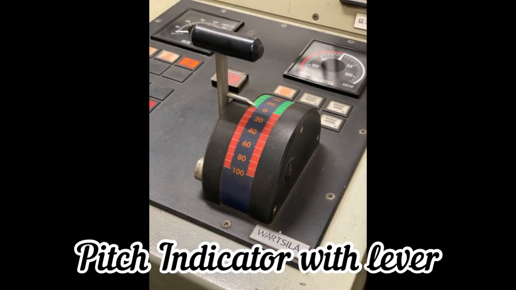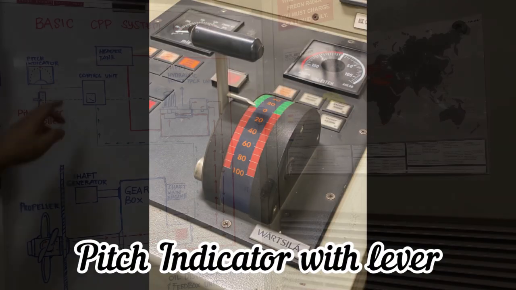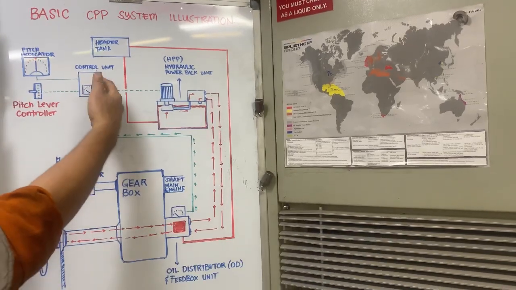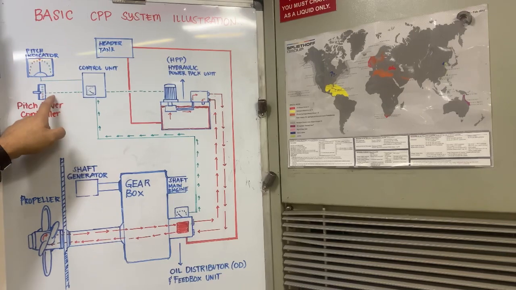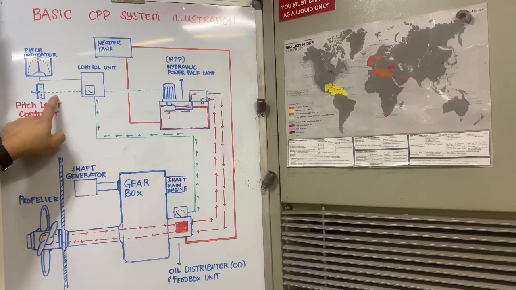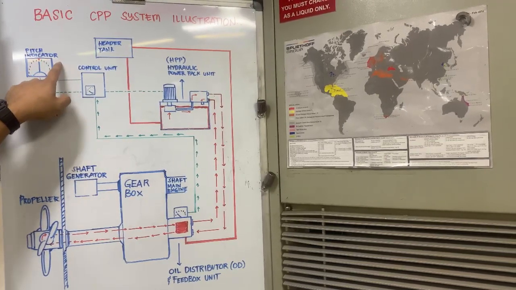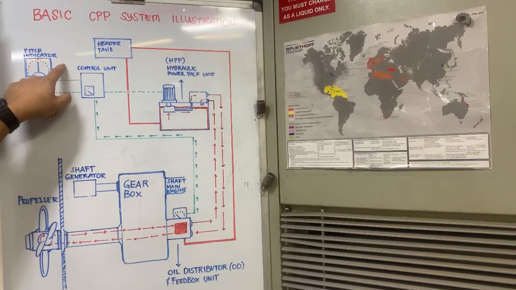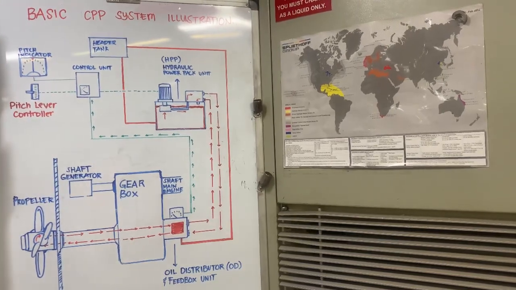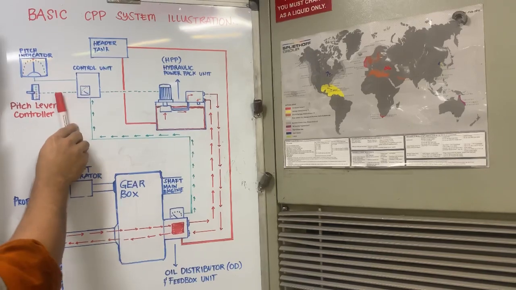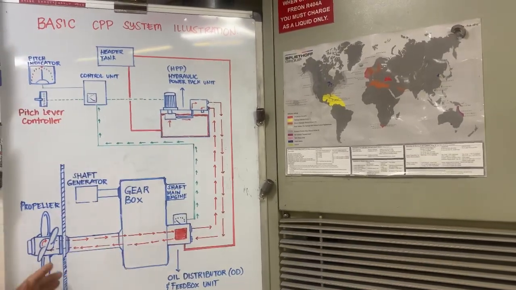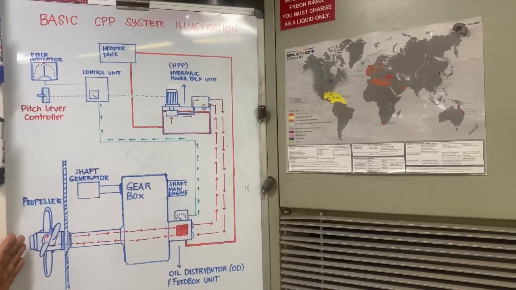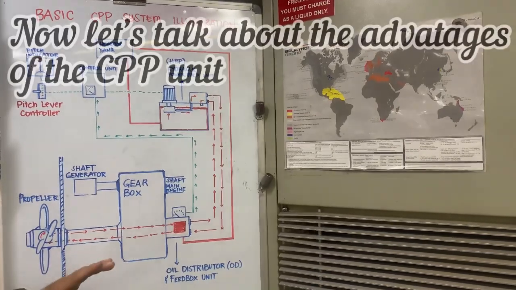Here you have the pitch indicator with lever. And from there, the control unit will compare whether the pitch lever demand was obtained. Also, is it the same with the pitch indicator? And now, you have a basic understanding of how the CPP system illustration works.